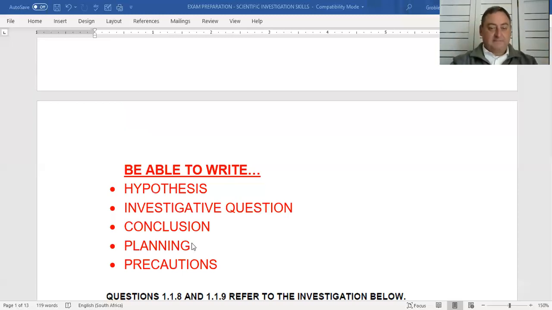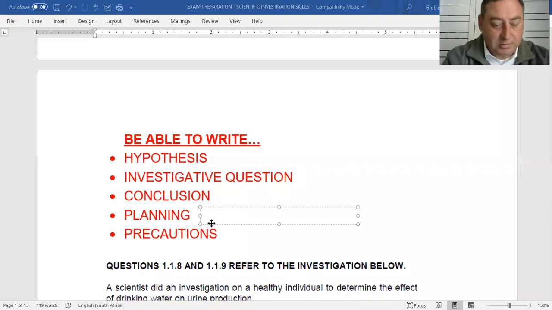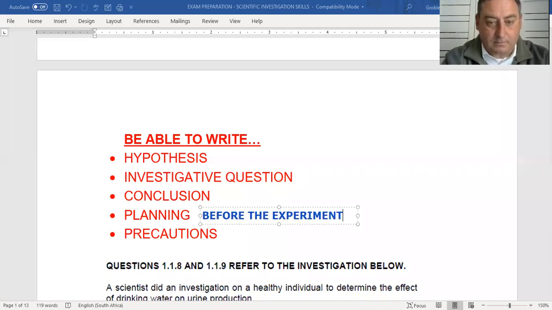So the planning is all about the planning steps that you will do. Let me just type it in here for you. Obviously, we know what the word planning means. Planning is everything you do before the experiment. Everything you plan. So you're going to plan. Now they're asking in the exams, here's a certain study that you've never seen, but write down the planning steps here.